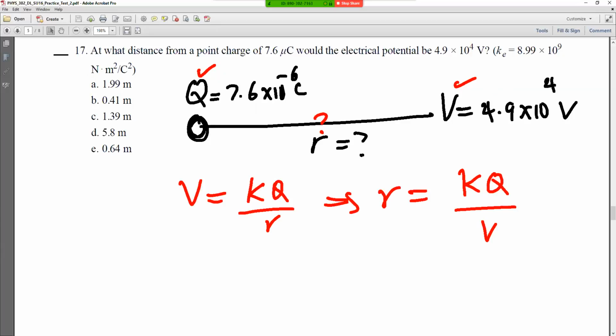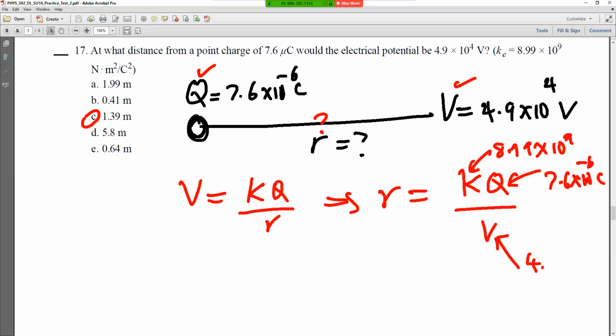And that will give you 1.39 meters. If you plug in 8.99 times 10 to the 9, and then your Q is 7.6 times 10 to the minus 6 coulomb. Your V is 4.9 times 10 to the 4. Okay?